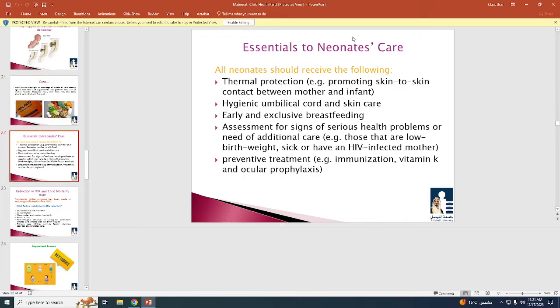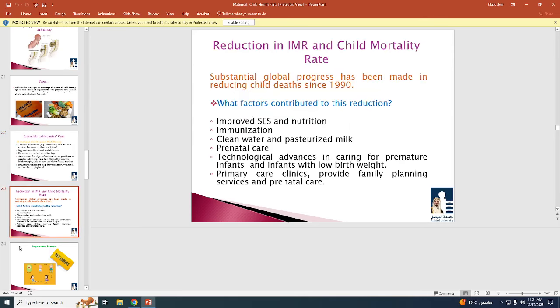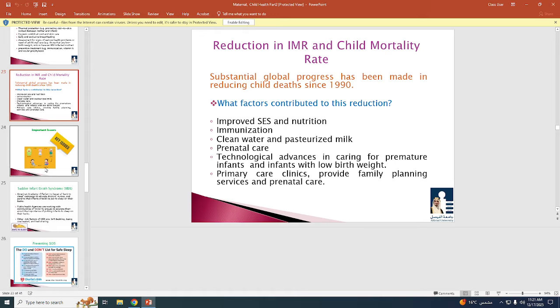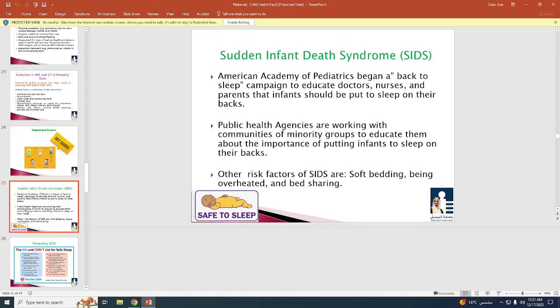Of course, this is essential to neonatal care. Those are important. Okay, what factors contributed to the reduction in IMRs? Yeah, important issues also. Sudden infant death syndrome. This is very important, very important.